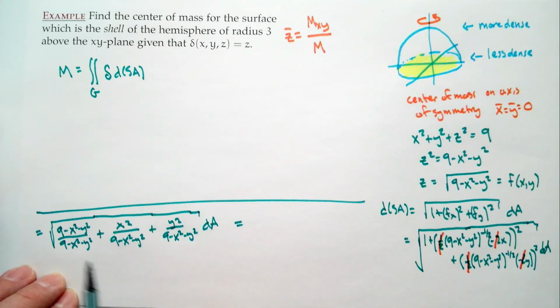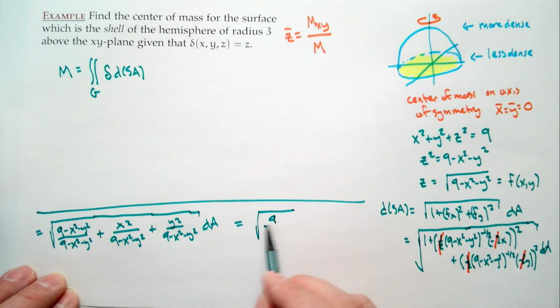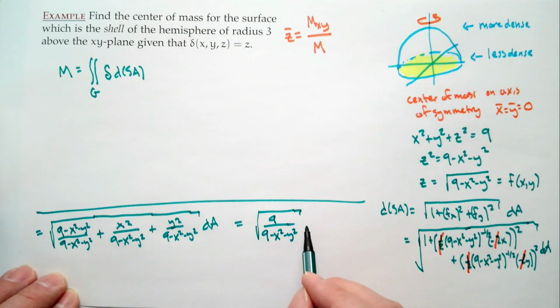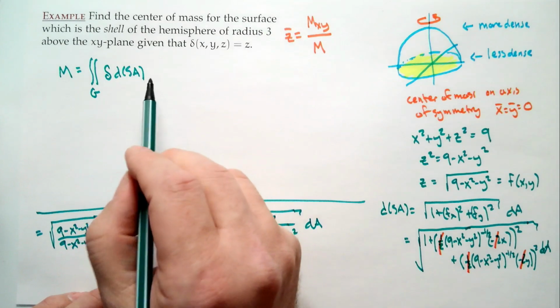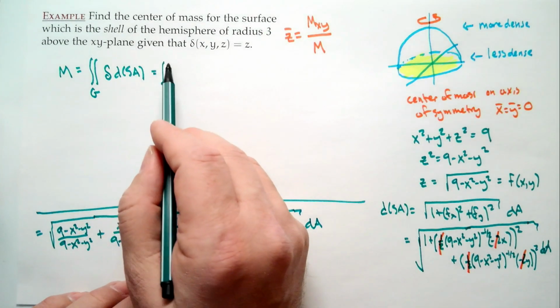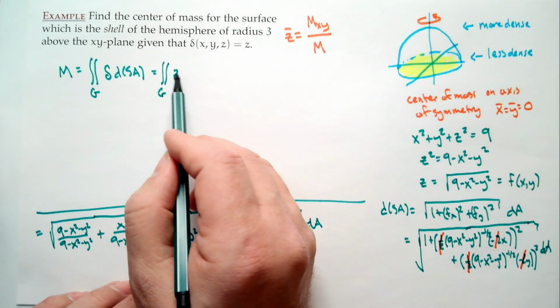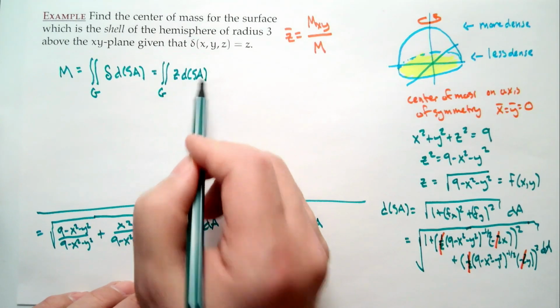Which is, well, we have a common denominator. We add these all up. What do you get on the inside? Well, the numerator will be 9 over 9 minus x squared minus y squared. That's pretty good. That's probably about as simple as we can hope for. All right, so let's go ahead and figure out what's going on here. So our integral is the integral. Our density is z. So I'm just going to make that note here.